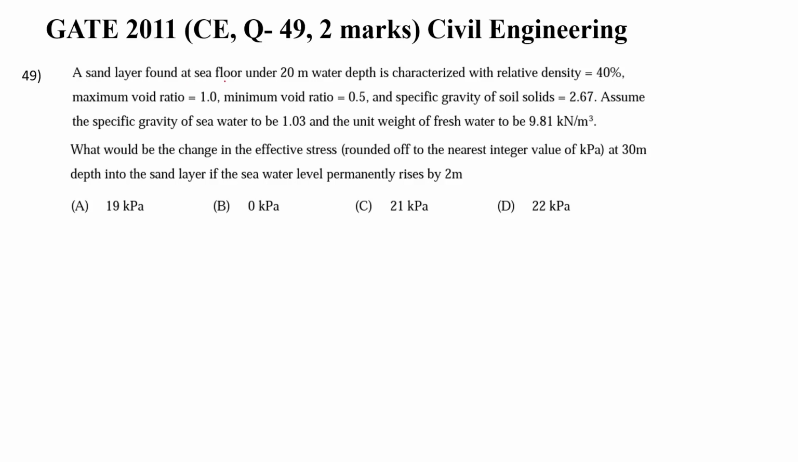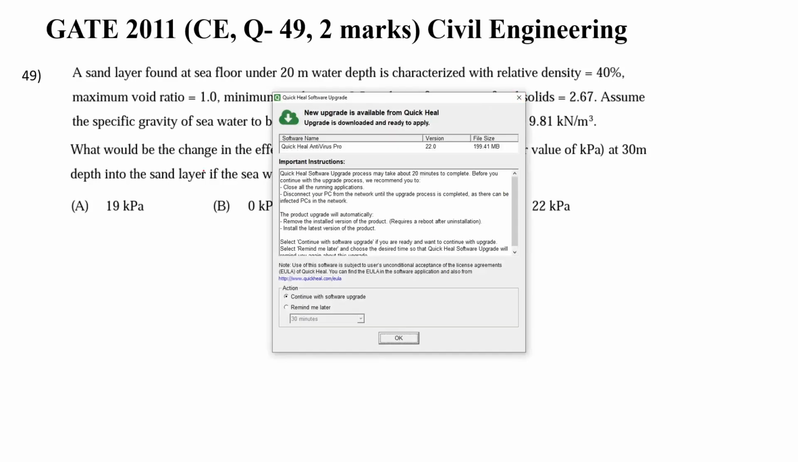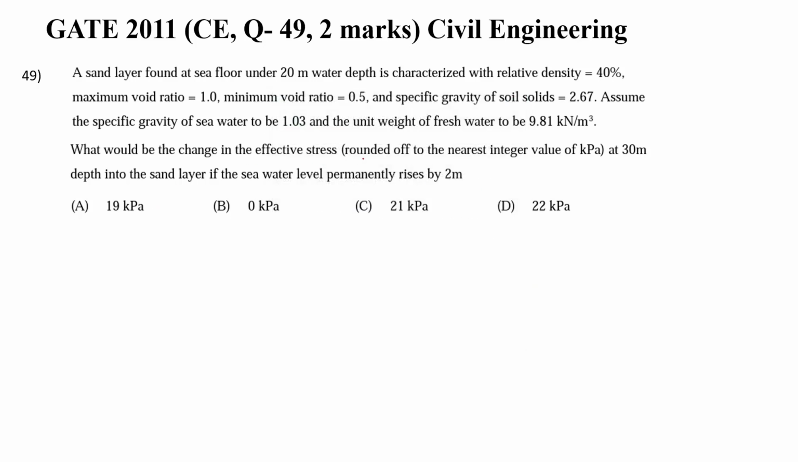A sand layer found at seafloor under a 20-meter water depth is characterized with relative density 40%, maximum void ratio 1, minimum void ratio 0.5, specific gravity of the solids 2.67. Assume the specific gravity of seawater to be 1.03 and unit weight of fresh water to be 9.81 kilonewton per meter cube. So, what would be the change in the effective stress rounded off to the nearest integer value of kPa at 30-meter depth into the sand layer if the seawater level permanently rises by 2 meter?